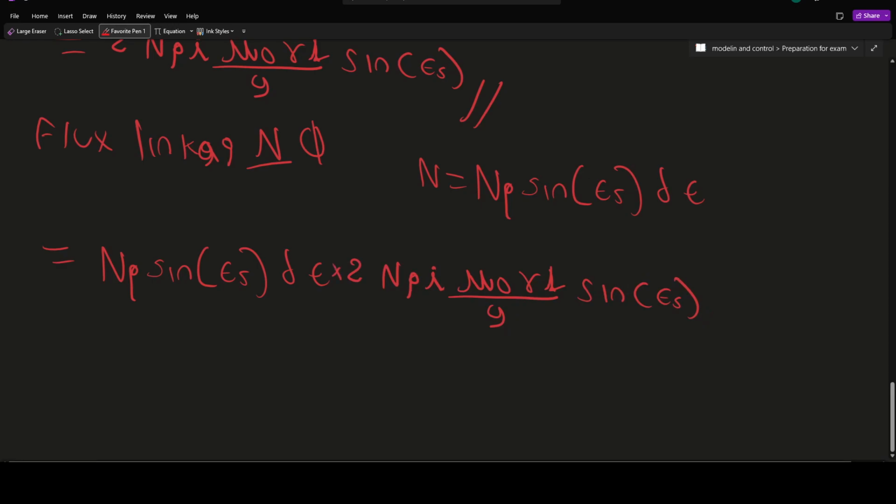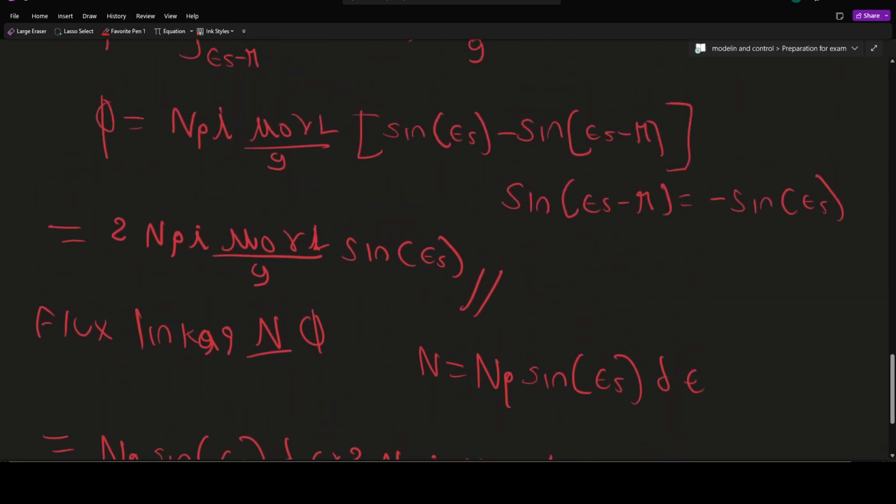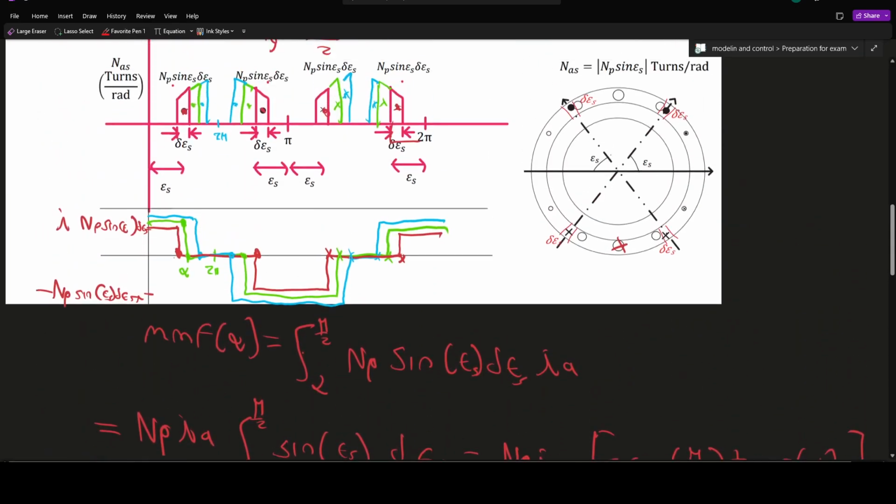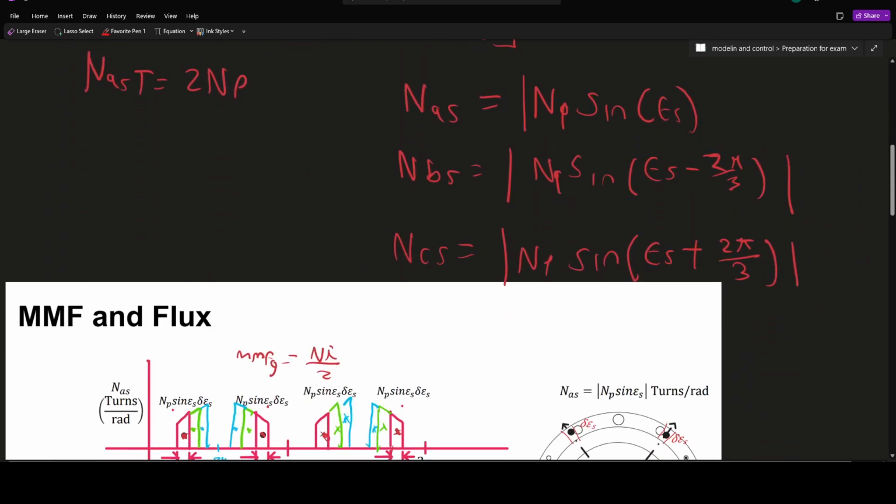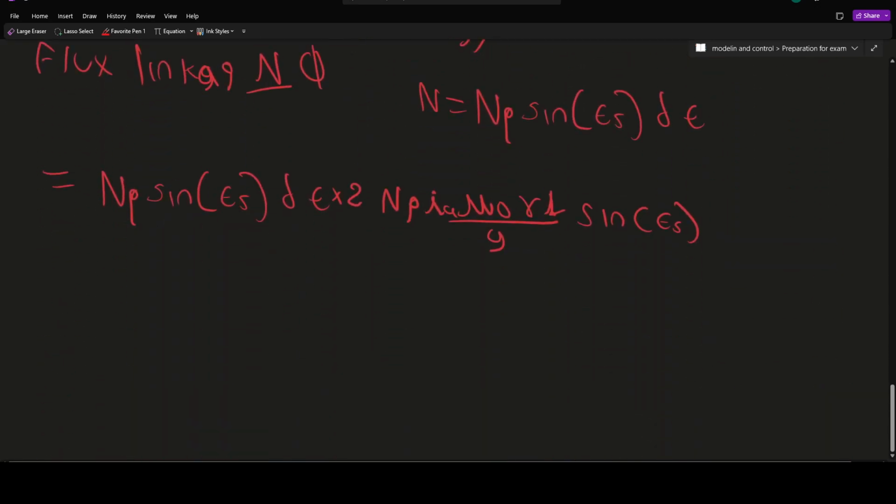Okay, now we are doing all of this with respect to the phase A, right? So that's why this angle is just, yes. So if we do it with respect to the phase A, and we know that our number of turns is just this, just to make it clear, and here we're gonna have dE. So we need to integrate this.